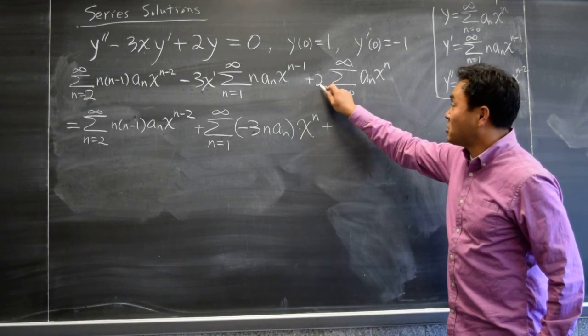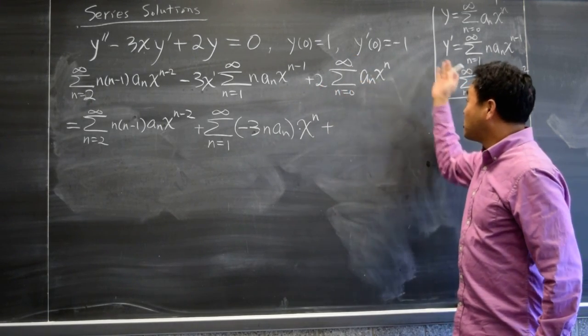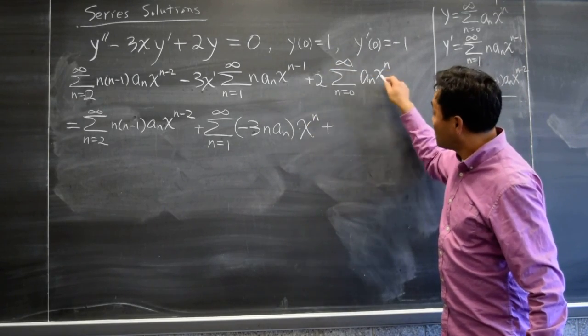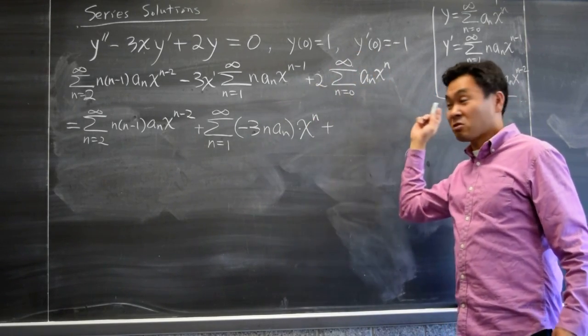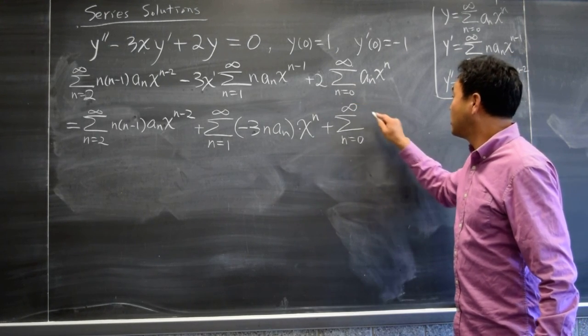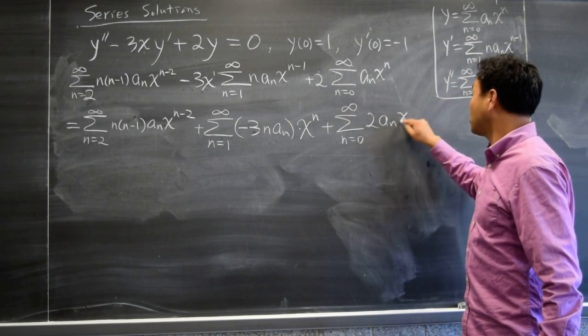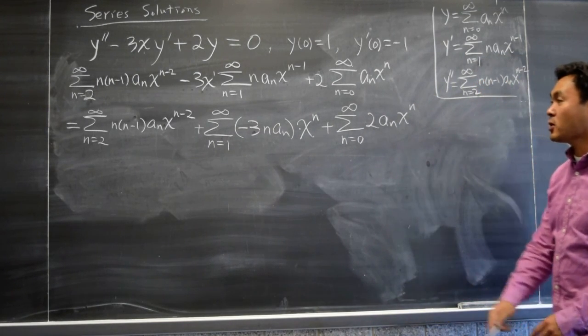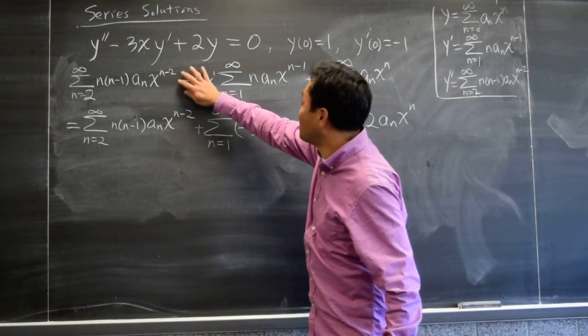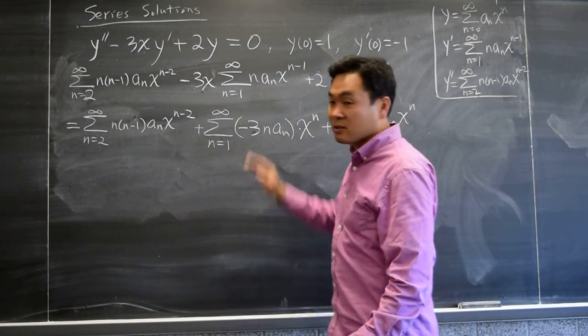And you can do the same thing too. 2 times this huge summation can be expressed as, you can multiply the 2 into the individual terms. So you can have 2 a_n x to the n. So that's the first thing that you have to know, the fact that anything multiplied you can put it inside.